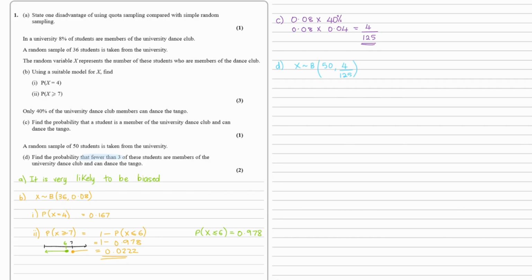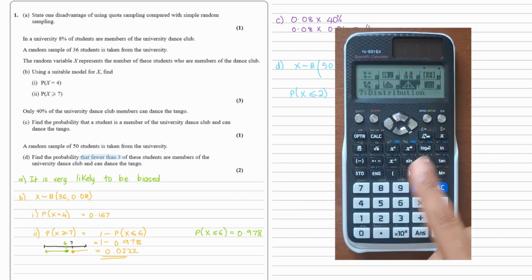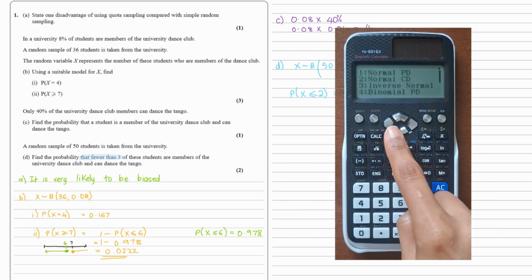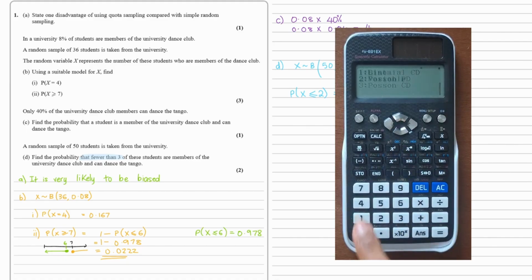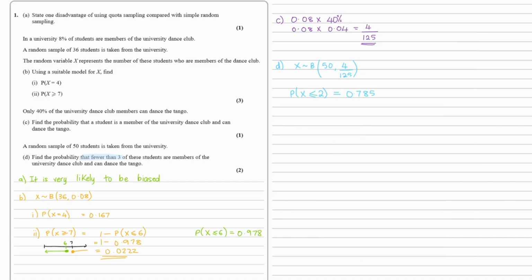So the question asks us to find the probability that the students are fewer than 3. Therefore, for this one, we are going to do the probability of x being less than or equal to 2. And this time, after going to distributions, we're again going to choose the binomial CD function, and we will select 2 for variable. We can now input the x value, the n value, and the p. And that gives us an answer of 0.785.